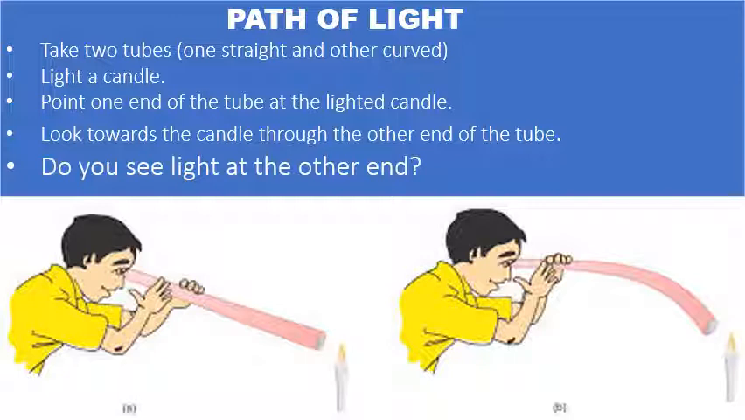Students, look at pictures A and B. Do the activity in the same way. Now notice in which type of tube you are able to see the candle. Students, you will observe that the light does not bend through the curved part. We won't see any light at the other end of the tube. It is because light travels in a straight path, unlike the water in a river.